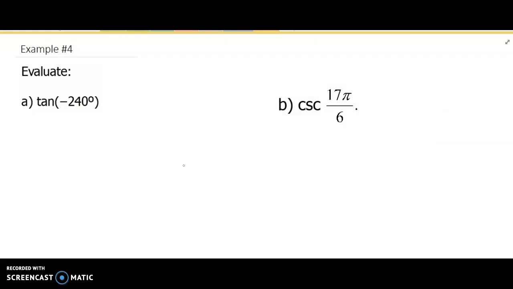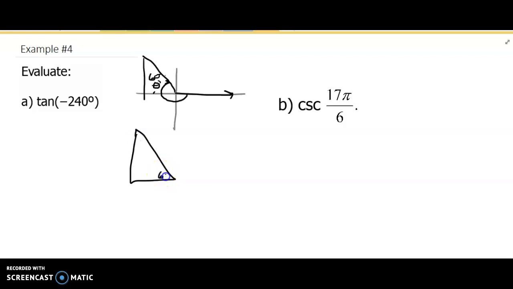All right, so let's look at example 4 here. We want to evaluate these two things. I always like to graph it to give me a visual. So negative 240 is here, and we go this way. There's 180, so 240 stops right there. My reference angle, right here, if this is 180 and this is 240, has to be 60 degrees. So what I have is a 60-degree angle.